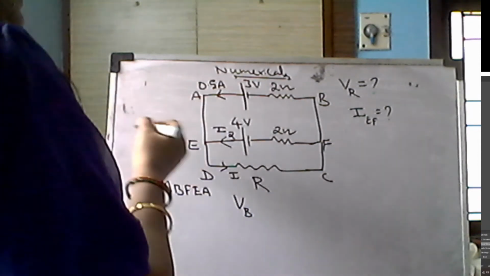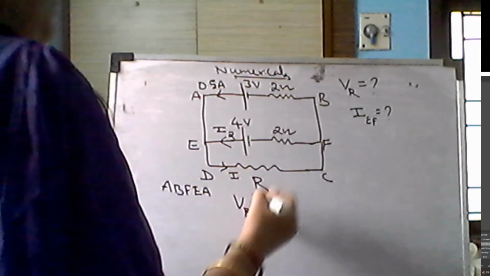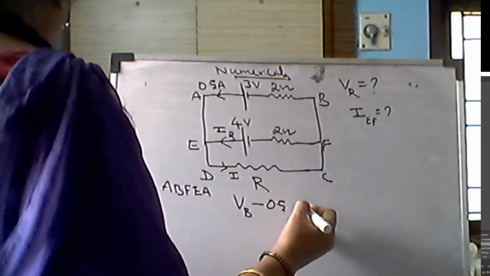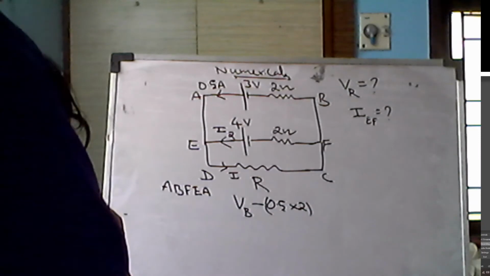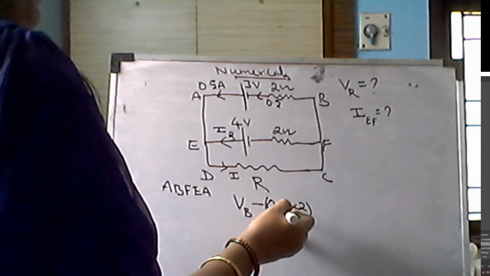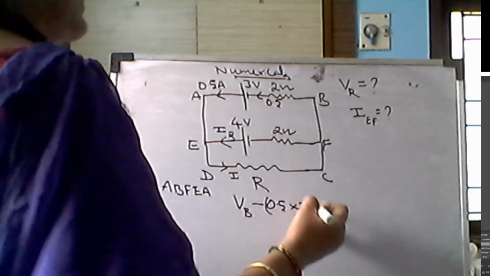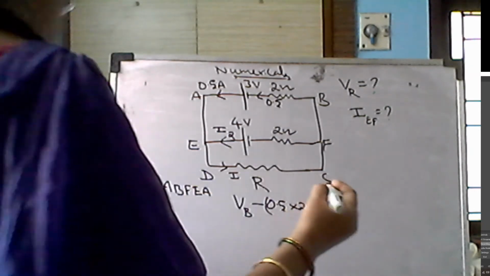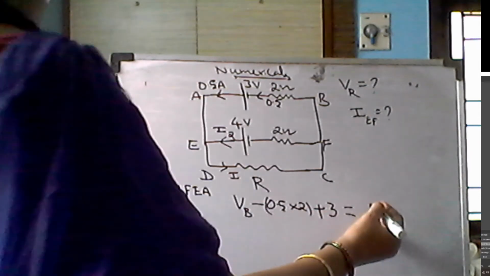When you are taking the current, either the right hand side or the left hand side, so VB minus 0.5 into 2. This is 0.5 only here, so that is why here minus 0.5 into 2. Okay. Plus here again 3. Plus 3 is equal to VA.